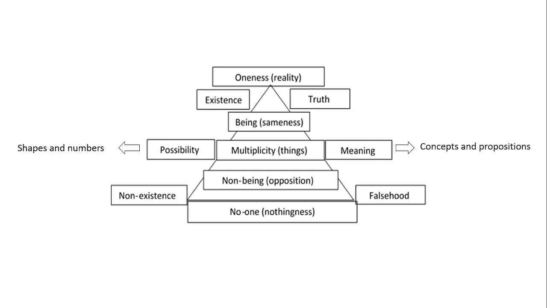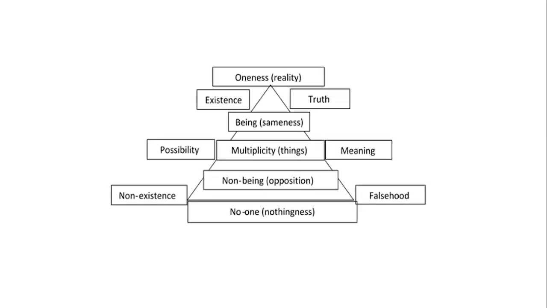So oneness is neutral to ontology and epistemology. It's above both of them. It dominates both domains, and that's why we can see oneness as both a number, which is mathematical and ontological, or as a concept, which is logical and epistemological.